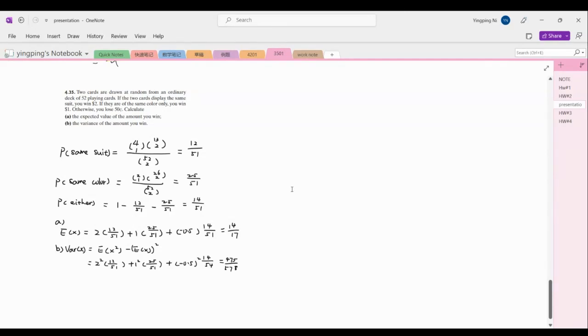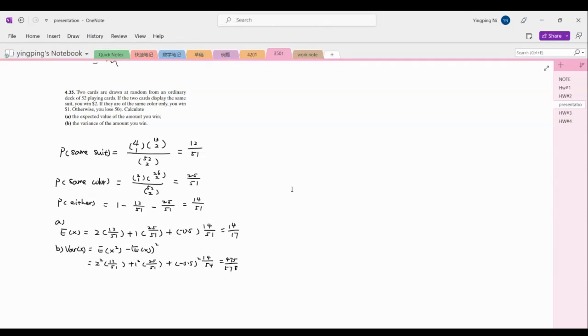My question is 4.35. Two cards are drawn at random from an ordinary deck of 52 playing cards. If the two cards display the same suit, you win $2. If they are of the same color only, you win $1. Otherwise, you lose 50 cents. And for question A, the expected value of the amount you win.